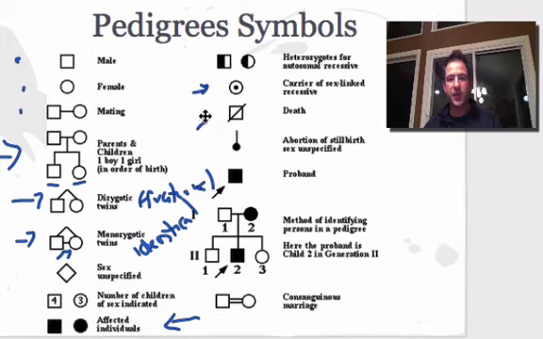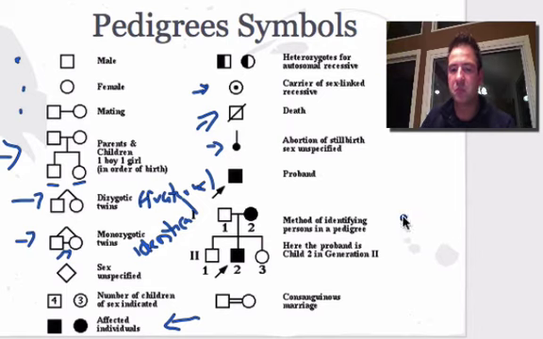If there was a death along the way, then we're going to show it with a square with a line through it. And then abortion or a stillbirth is going to be shown right here with the line going down with the ball on it. And then proband with an arrow pointing up to the base.